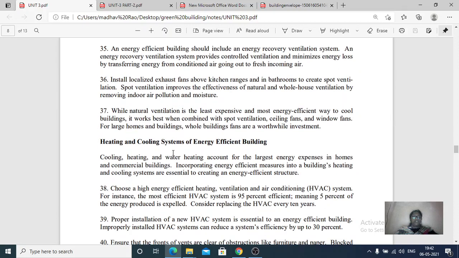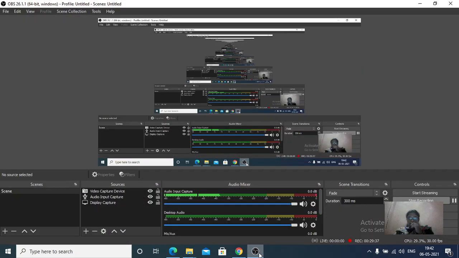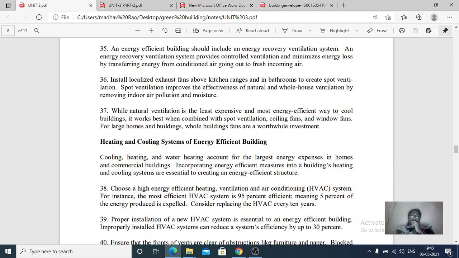Ventilation problem, heating and cooling systems, energy efficient building: cooling, heating and water heating account for the largest energy expenses in homes and commercial buildings. Incorporating energy efficient measures into the building's heating and cooling systems essentially creates an efficient structure. So whenever we are taking the building envelope into consideration, we need to take care of how the heat is handled.